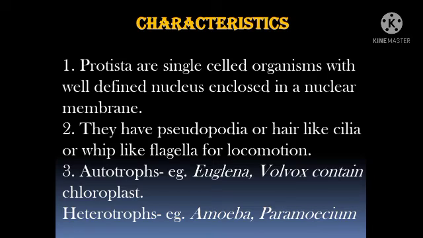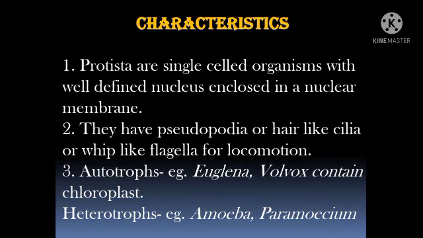First one, Protista are single-celled organisms with a well-defined nucleus enclosed in a nuclear membrane. Second, they have pseudopodia or hair-like cilia or whip-like flagella for locomotion. Student, what is the second characteristic telling us? What does locomotion mean? For moving from one place to another, various organisms of kingdom Protista have different structures.